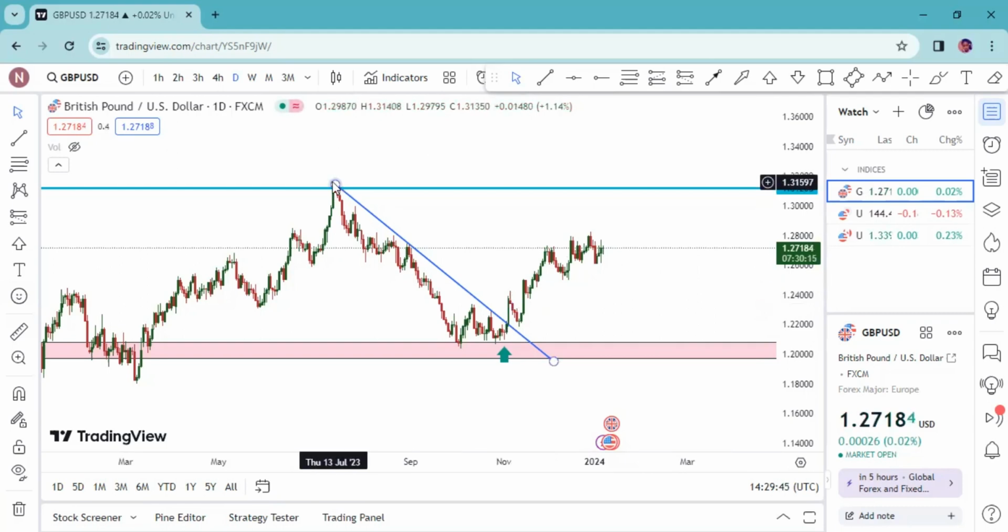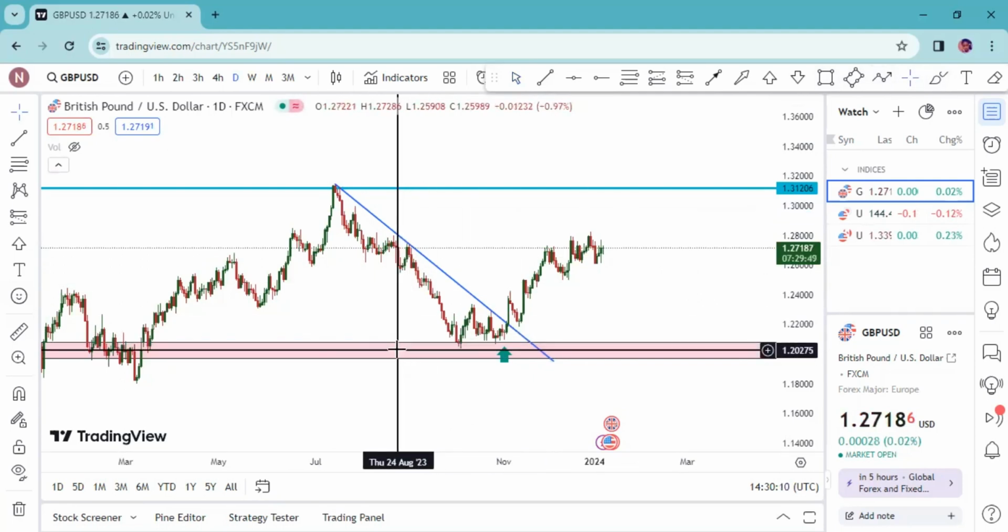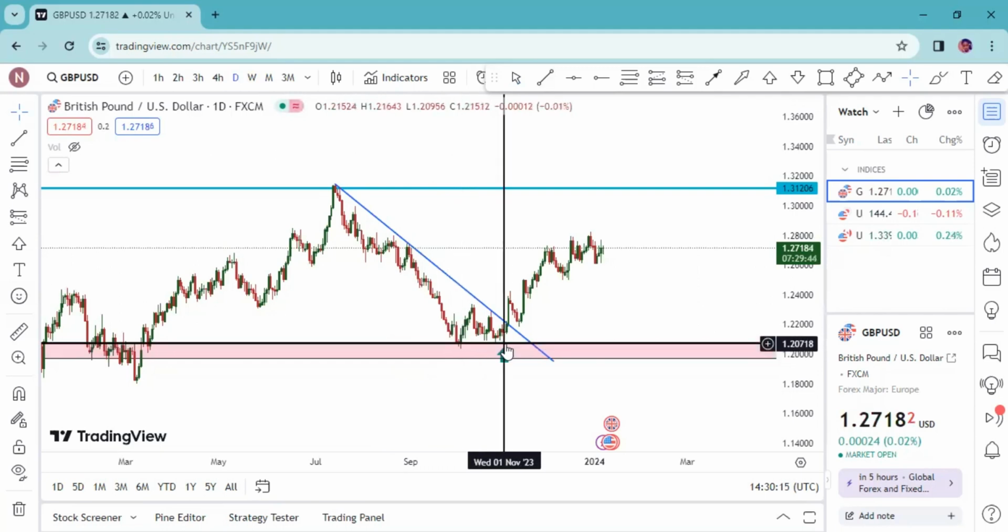This is lower high, lower low, lower high, lower low, lower high, lower low, lower high, lower low. Now, what do you see? The market did not break the lower level. You can see there is a level here. From here, the market did not break this level.